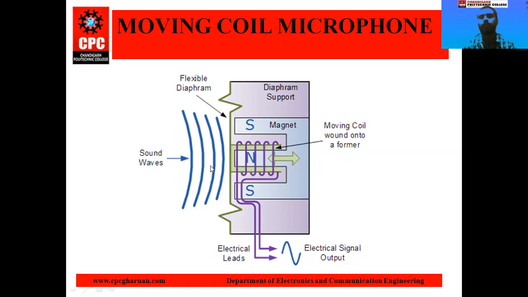According to the sound signal, the diaphragm vibrates, and when the diaphragm vibrates, the coil moves inside and outside. Due to that, an electrical signal is formed that is observed from this particular point, and with the help of amplifiers, we can amplify that signal. This is a basic diagram of the microphone.